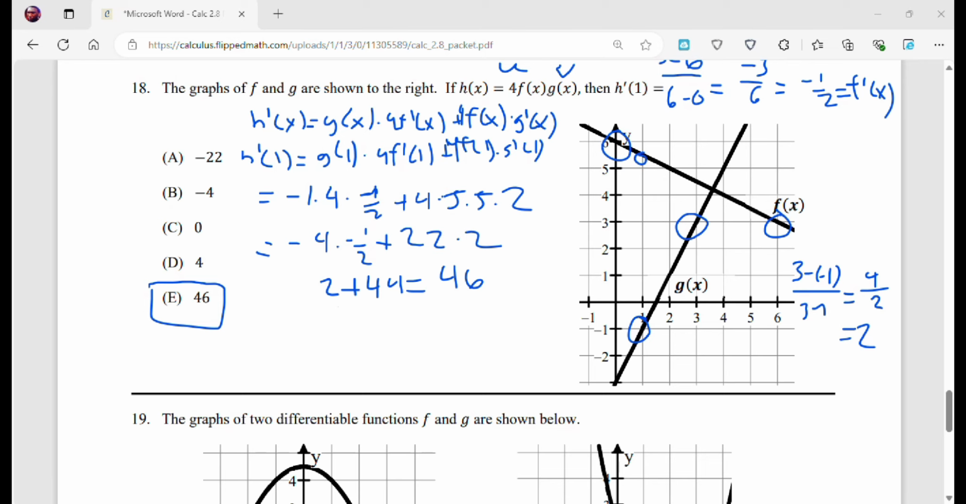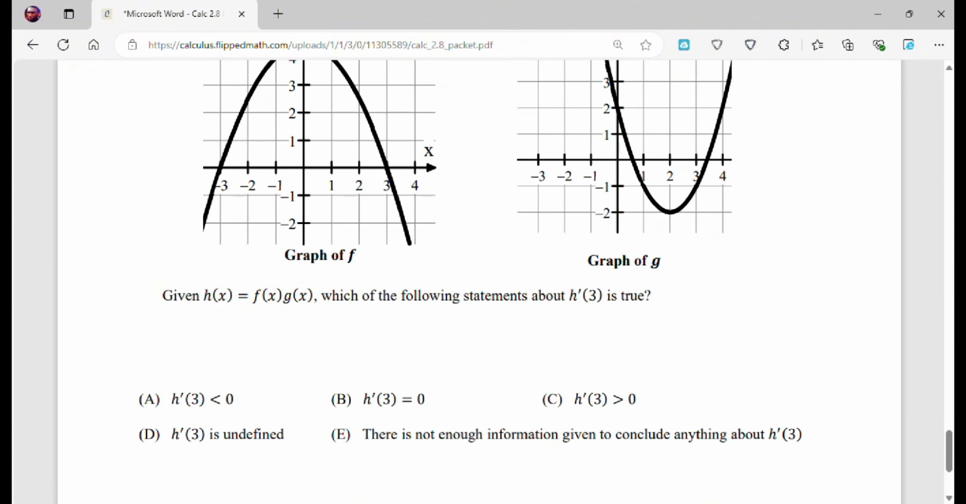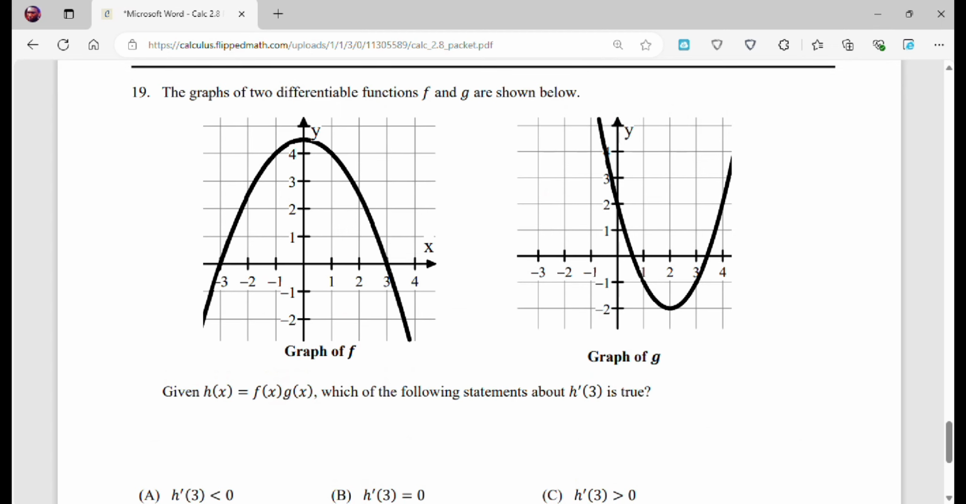Alright, last question. The graphs of two differentiable functions f and g are shown below. Given h of x equals f of x times g of x, which of the following statements about h prime of 3 is true? Taking a look at our answer choices, we have h prime of 3, some kind of inequality, then D is undefined, and E says there's not enough information. Alright, well, what do we have? Two graphs, a graph of f and the graph of g.